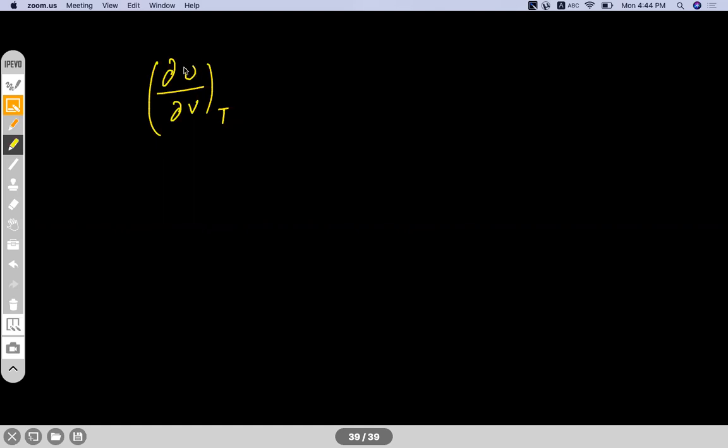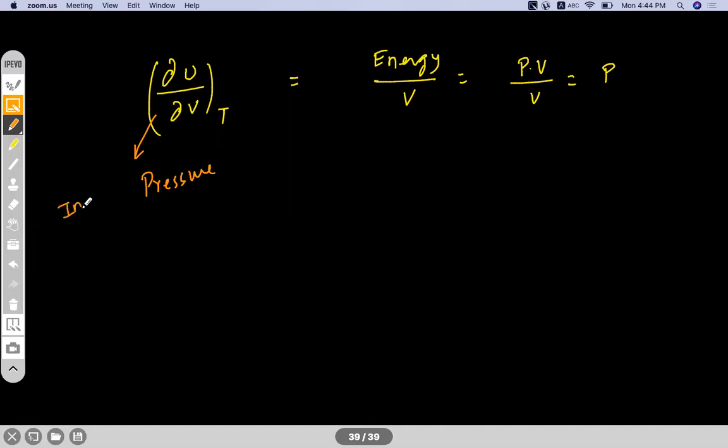So U is what? U is energy and V is volume. So we can also write this as energy per unit volume. And we know energy is work. Work is P into V. So further we can understand this as P into V by V, which is pressure. So dou U by dou V, this term is the pressure, or for gases, it is the internal pressure actually. Just for your understanding, dou U by dou V into dV is the internal pressure.